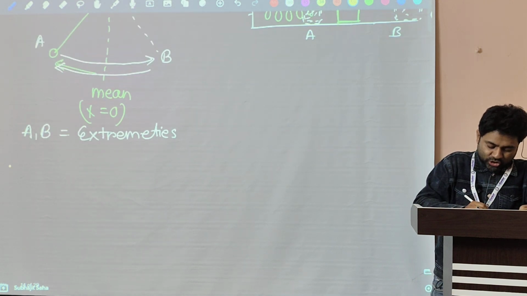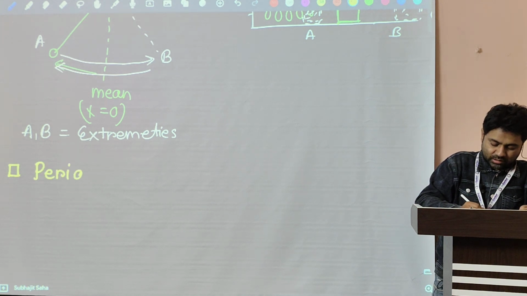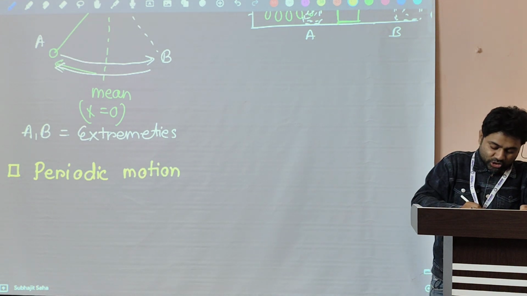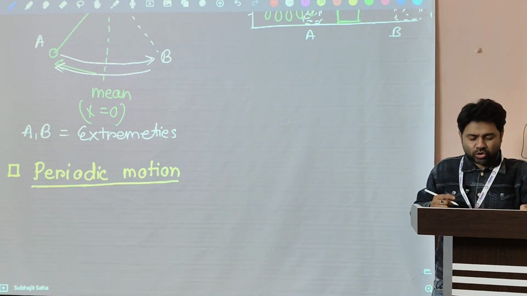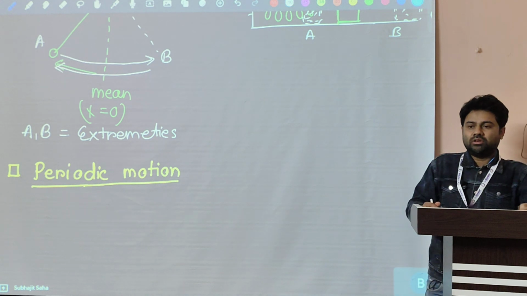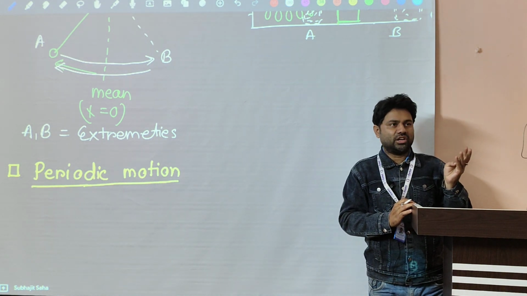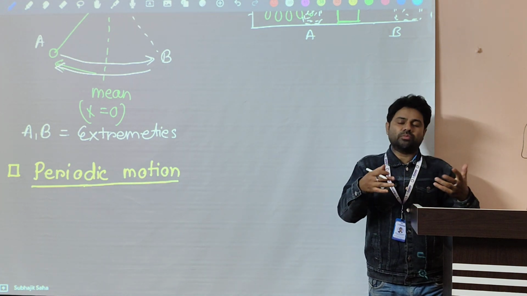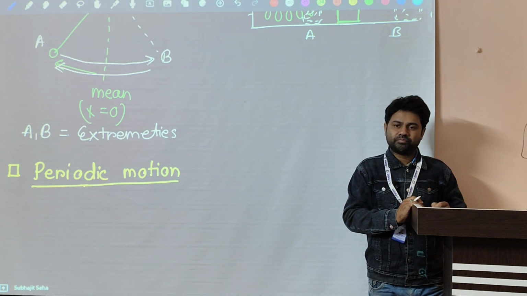The other type of motion that you need to know is a periodic motion. What is a periodic motion? A periodic motion is the one in which the particle repeats its velocity, acceleration, position, etc. Repeats the values of acceleration, position, velocity, etc. after a certain time interval called its period.